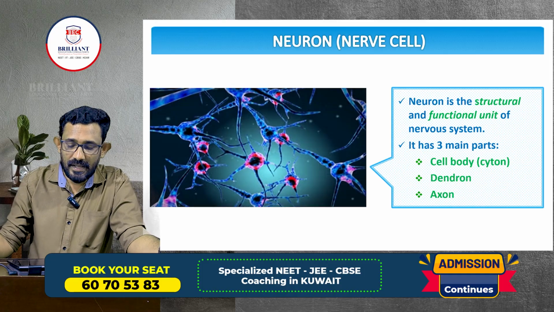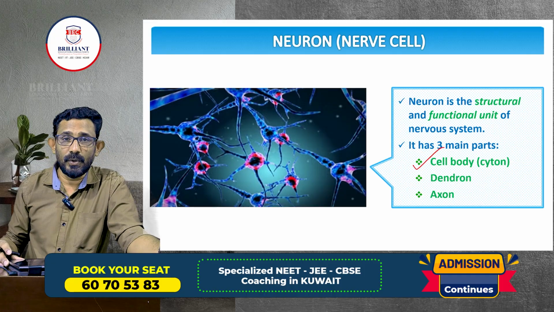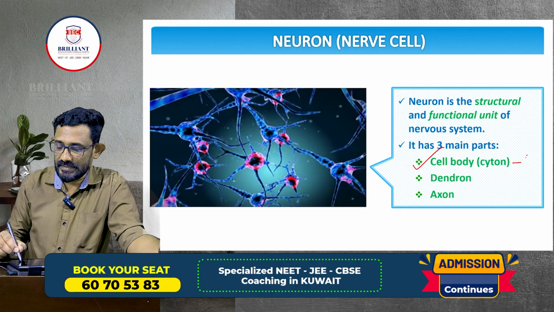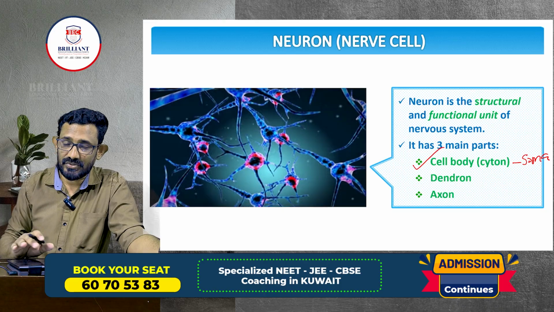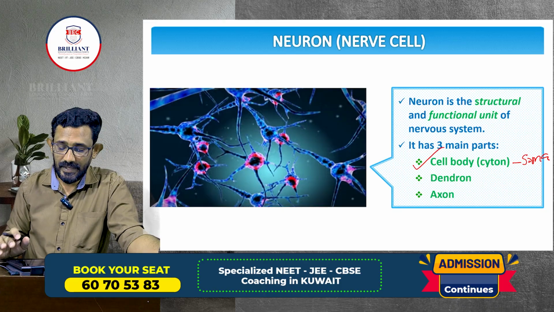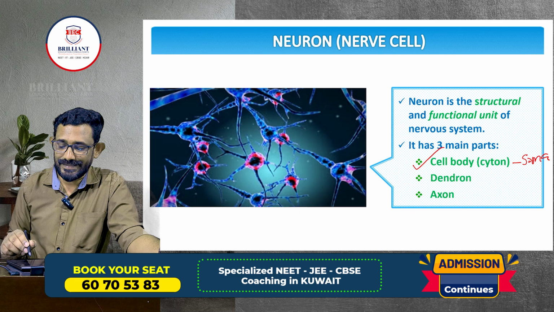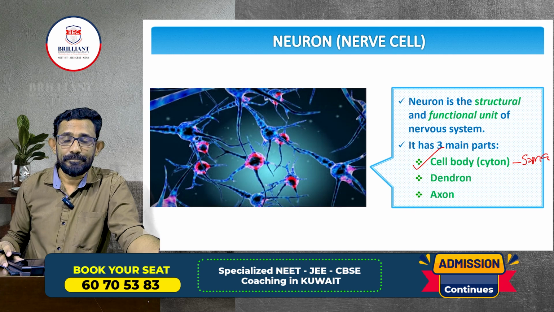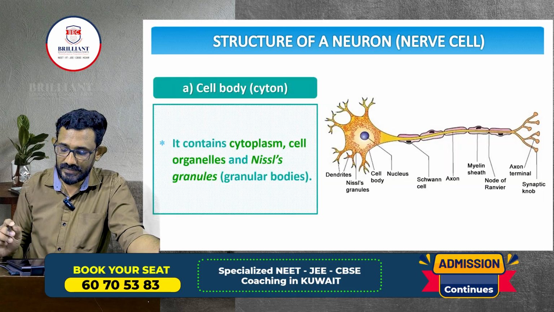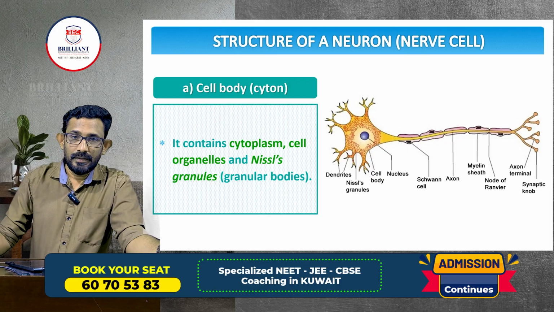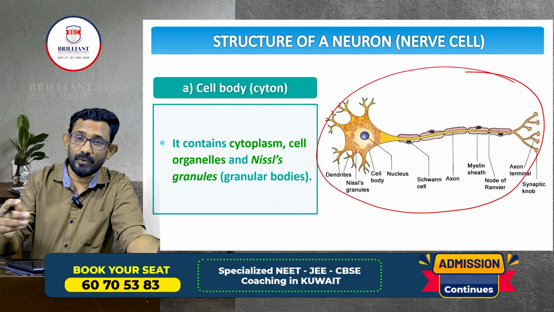So a particular neuron has three parts. The first one is called cell body, cytone. One more name is there, soma. Remember that neuron is the structural and functional unit of nervous system. It has three main parts. First part is called cell body, otherwise known as cytone, otherwise known as soma. And the second portion is known as dendrons, and the third part is known as axon. So let us discuss about the neuron. So this is the entire picture of the neuron.